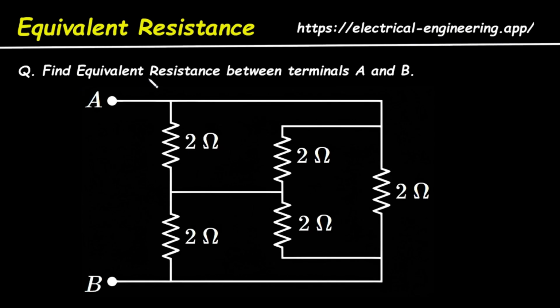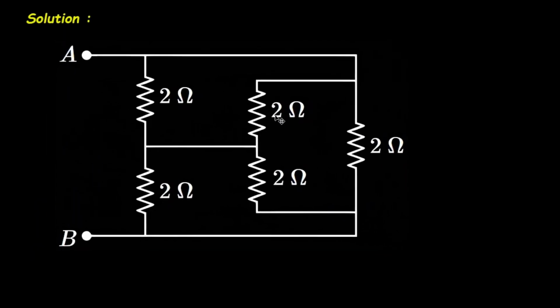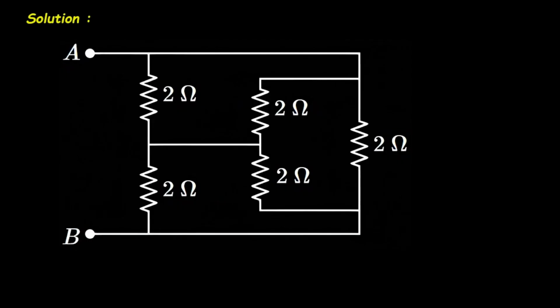Question: find equivalent resistance between terminals A and B. Now here for this circuit, we have to determine equivalent resistance between terminal A and B. So solution: first of all, we will take this circuit. Now as we can see here, let's take a different color.